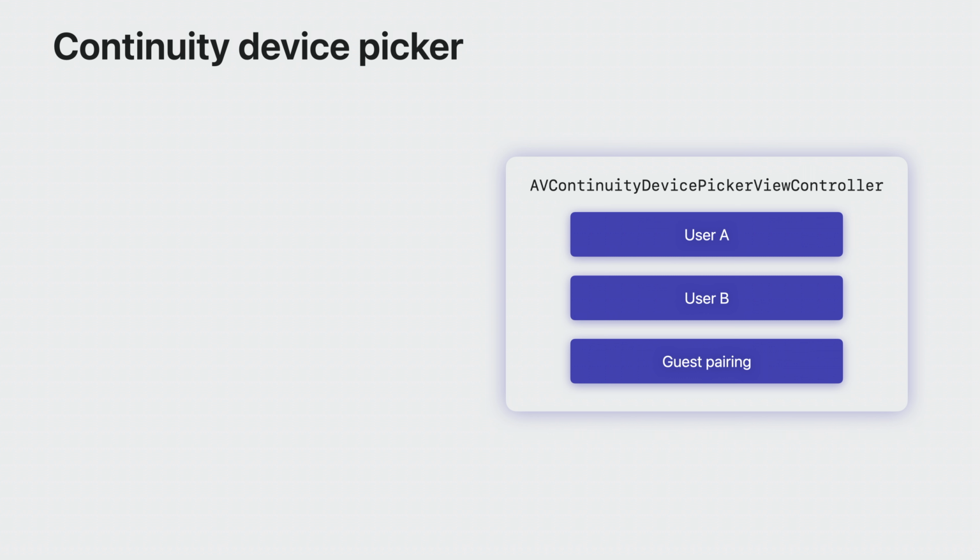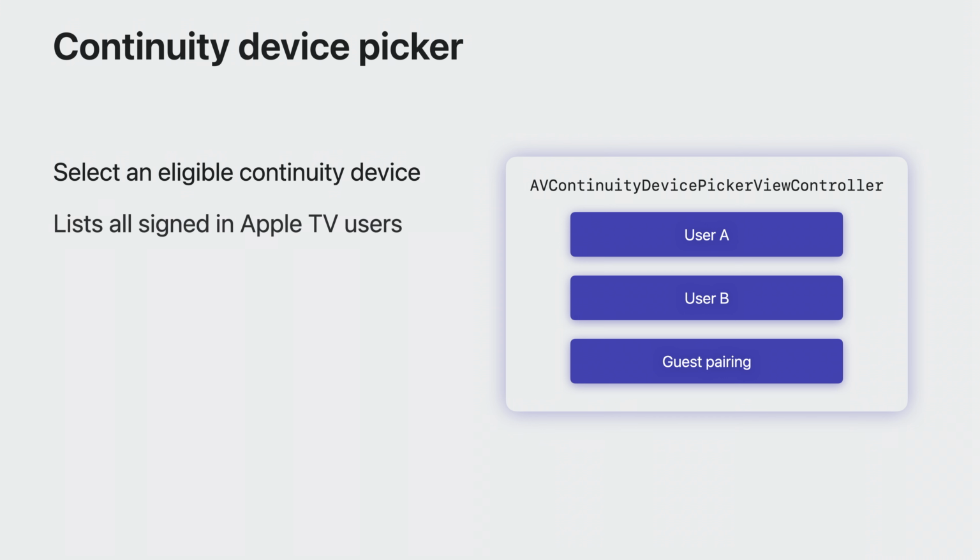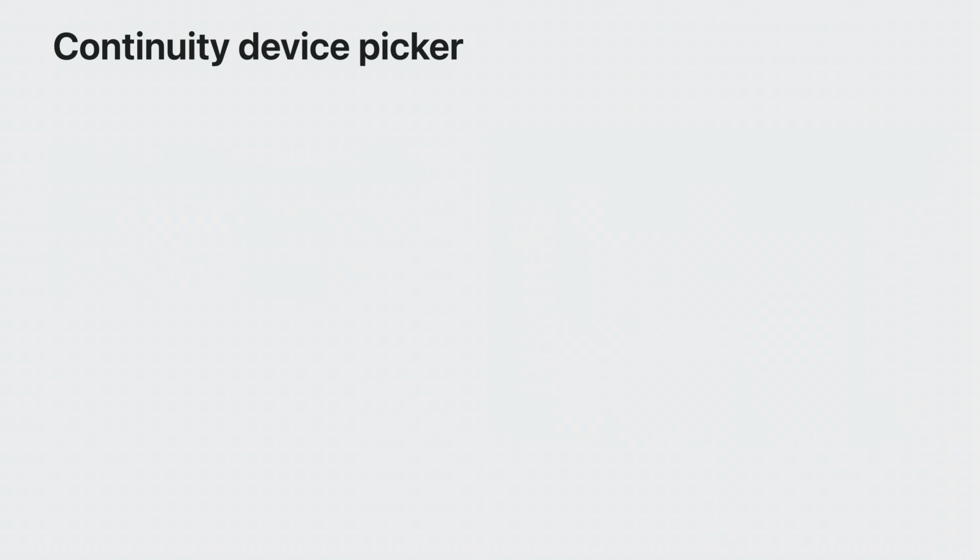AVKit now provides a new view controller called AVContinuityDevicePickerViewController. You can use this controller to select an eligible continuity device to use as a camera and mic. This view controller lists all users that are signed into the Apple TV and lets them connect their device for continuity camera. There is also a way for guests paired to Apple TV to use their iOS devices for continuity camera.